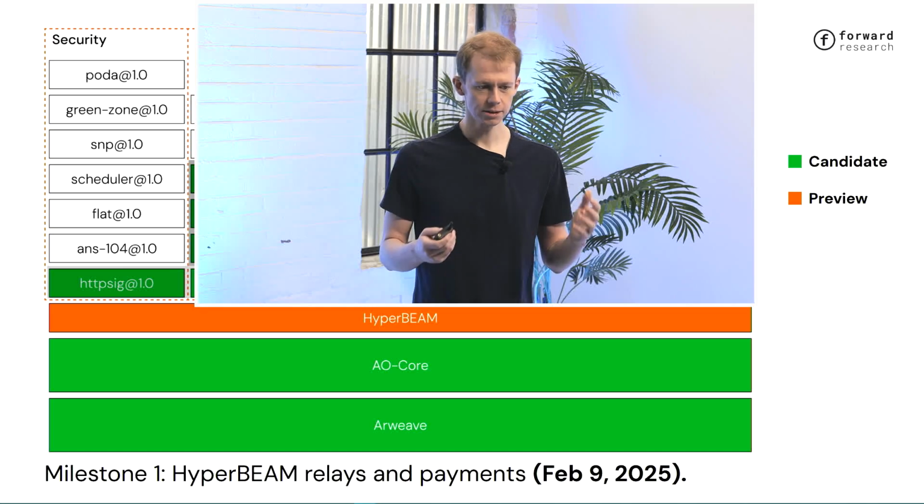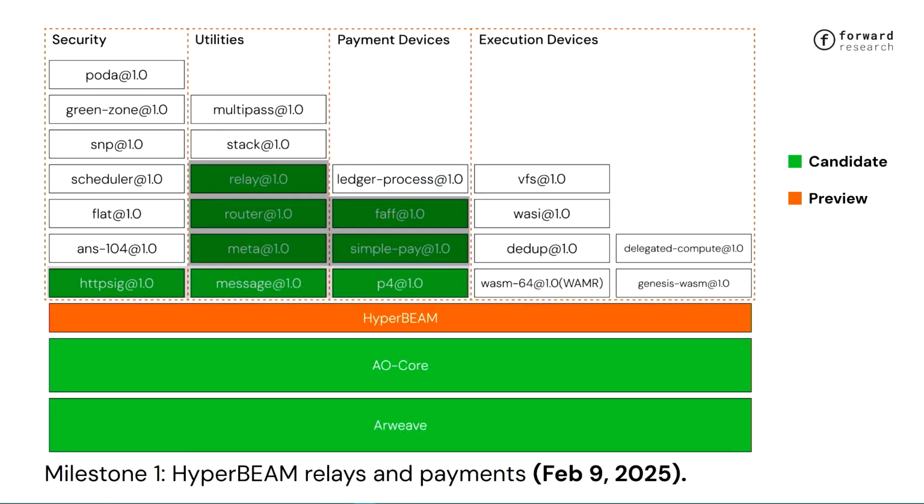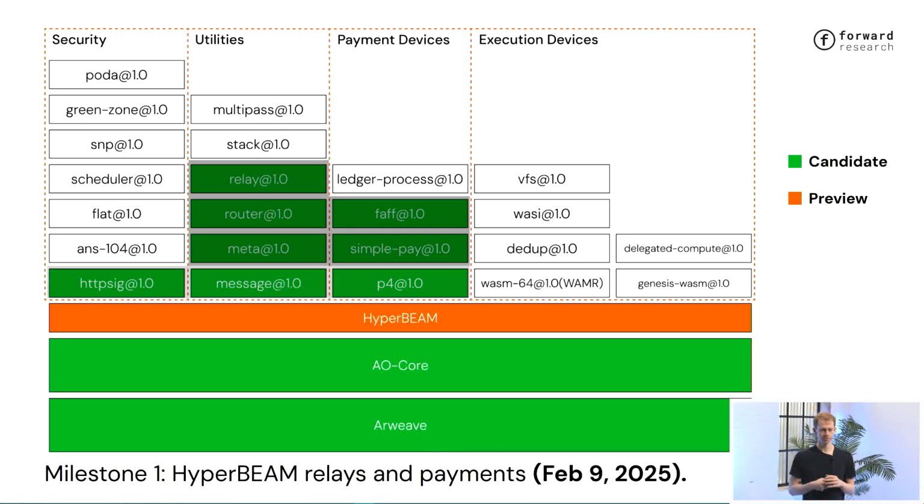So what we shipped on February 9th was this selection of devices. Basically, we created a payment relay, which allowed you to have a fast lane. And you could try this out on AOS, the AO operating system, in your terminal just by enabling mainnet mode. People have been playing around with that for a couple of weeks. And this uses payment devices. It's speaking to existing LegacyNet node infrastructure, if you will.